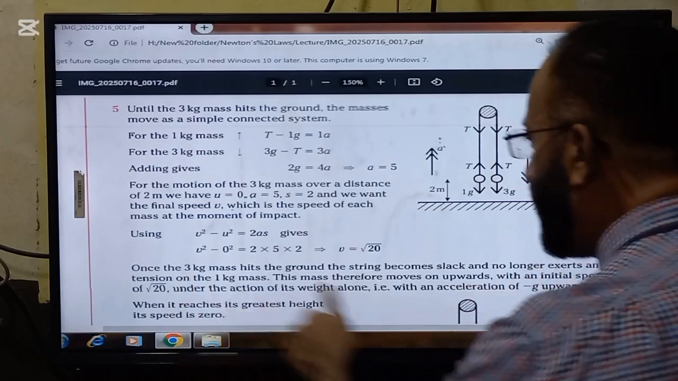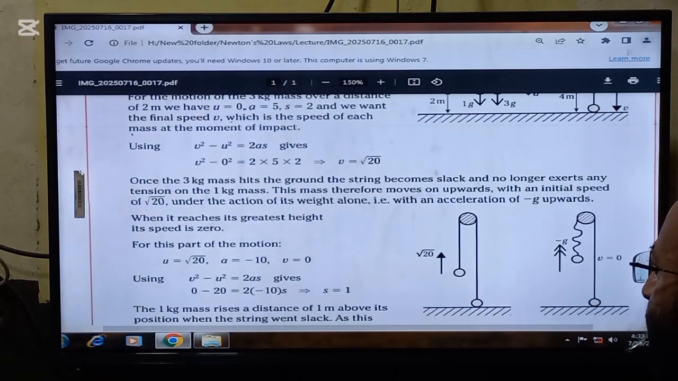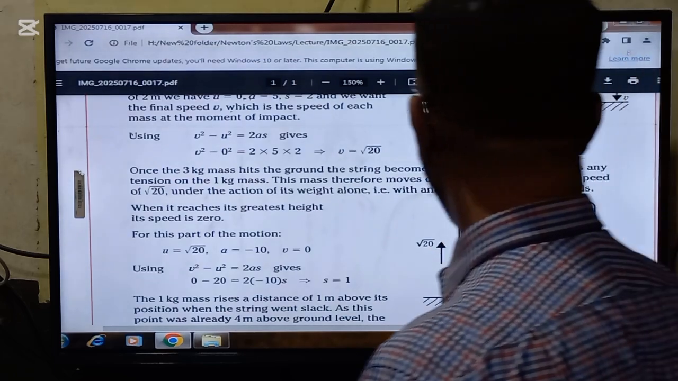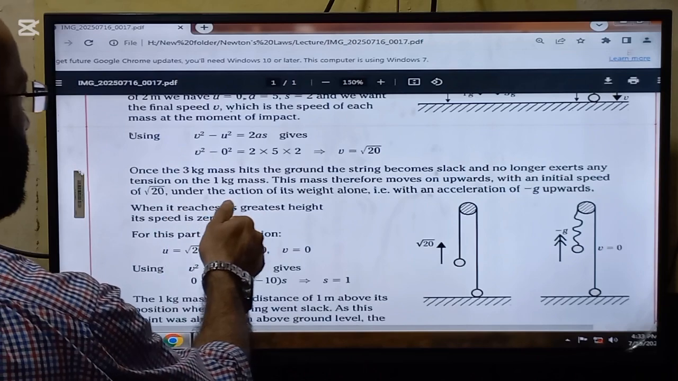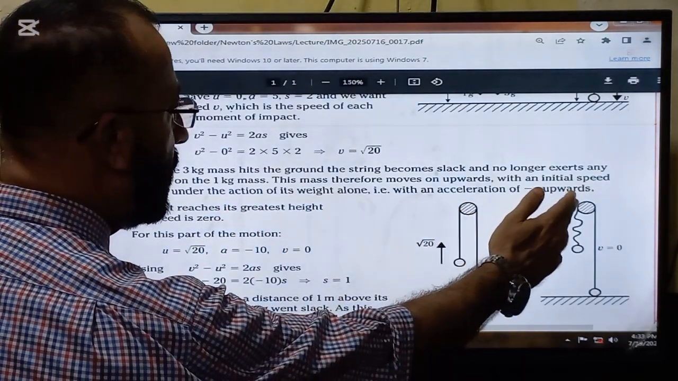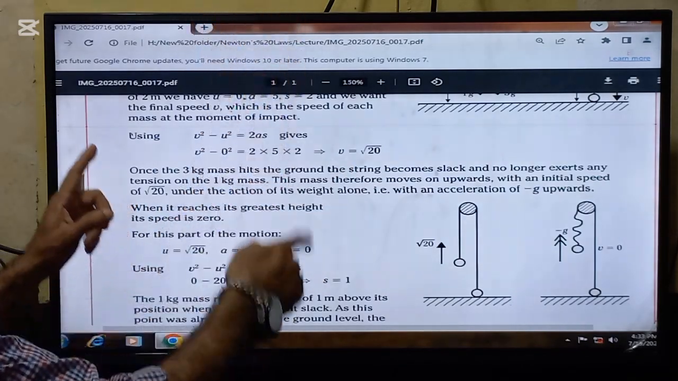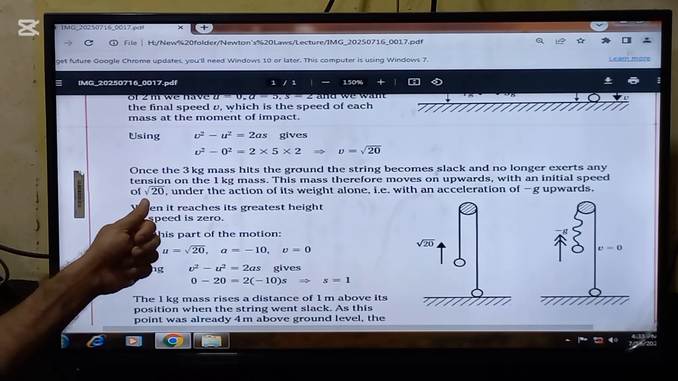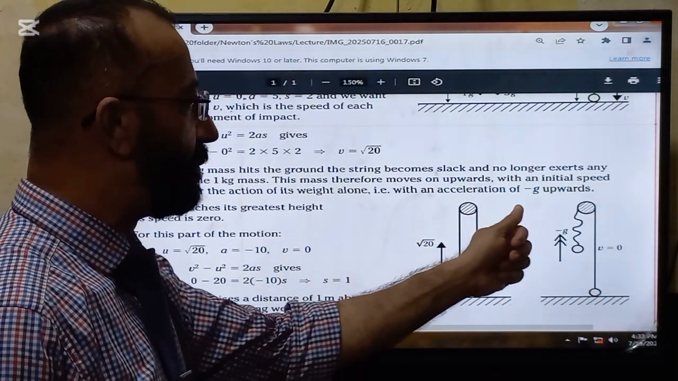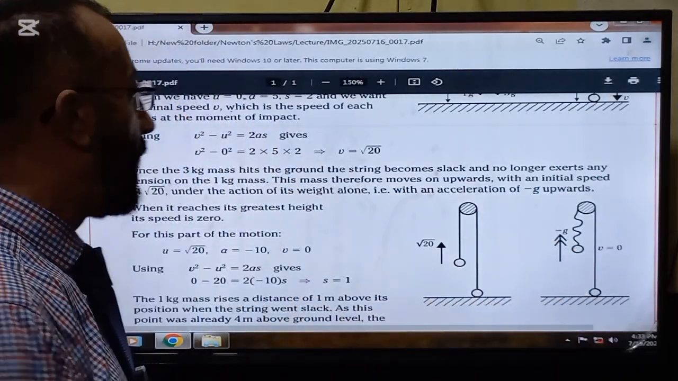Okay, look now. Once the 3 kg mass hits the ground, the string becomes slack and no longer exerts any tension on the 1 kg mass. This mass therefore moves on upward with an initial speed equal to this speed, because this is the speed of both particles at that moment. That becomes the initial speed under the action of weight alone, that is with an acceleration of minus g, because the 1 kg mass is moving up, so the acceleration will be negative.